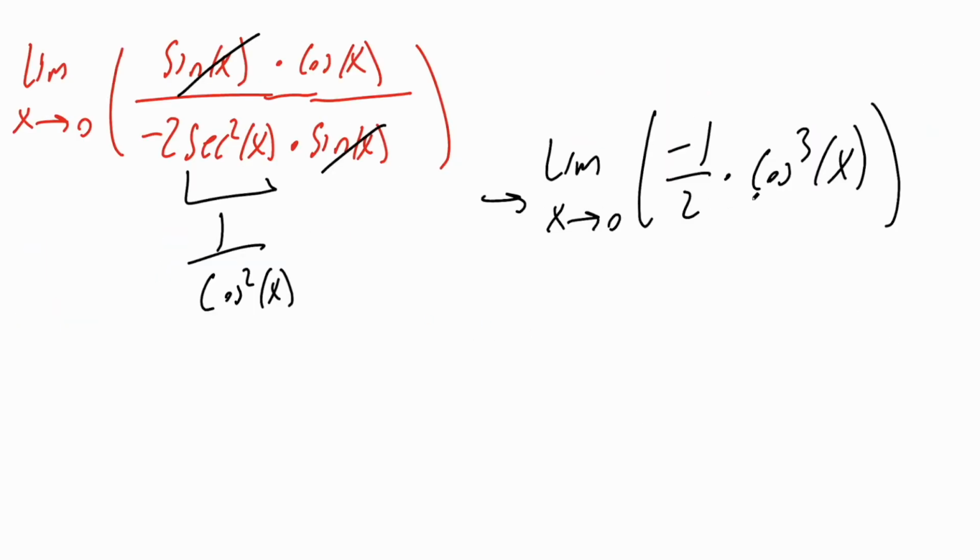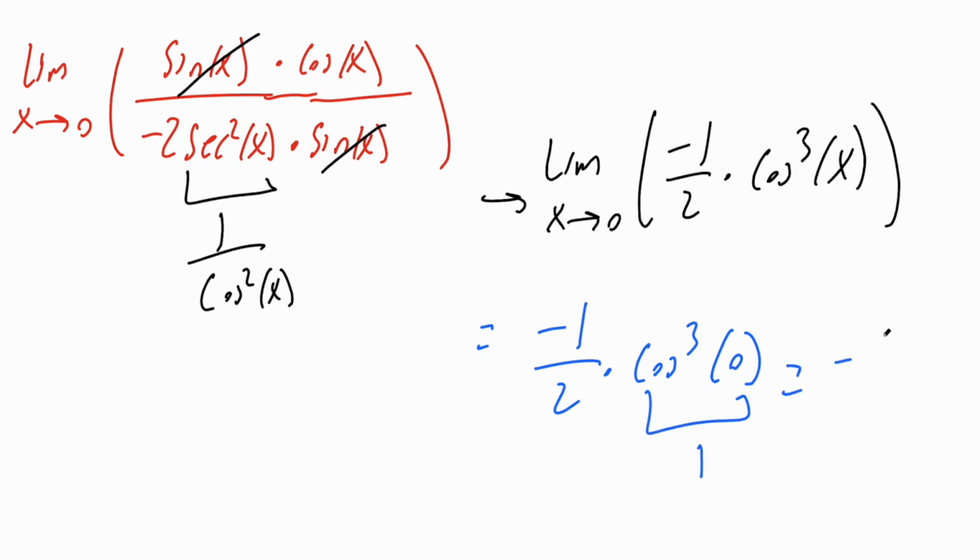And so our last step is just plug in 0, and so we're going to get negative 1/2 times cosine cubed 0, and cosine 0 is just 1, and so this is going to give us negative 1/2. And this right here is our final answer, and that's all we need to do for this problem.